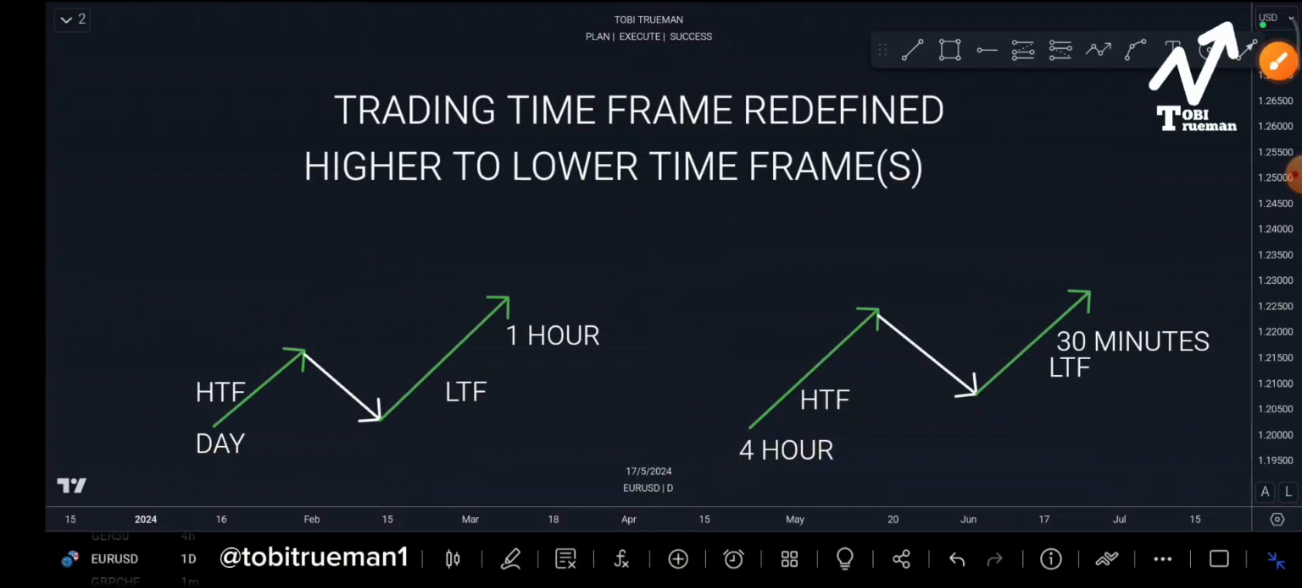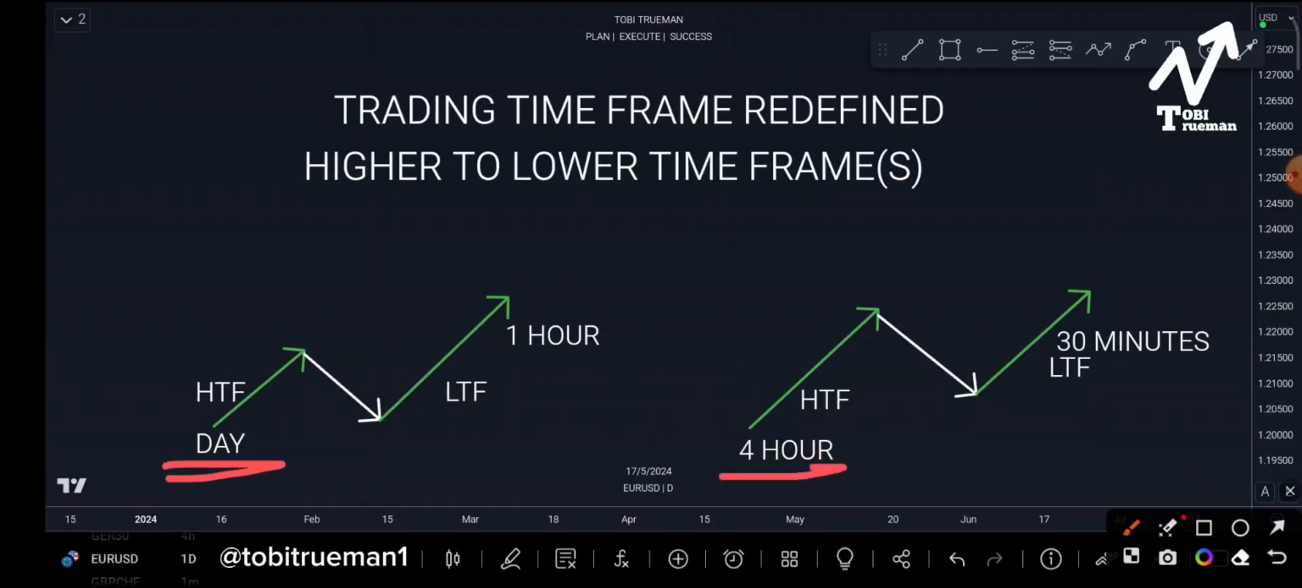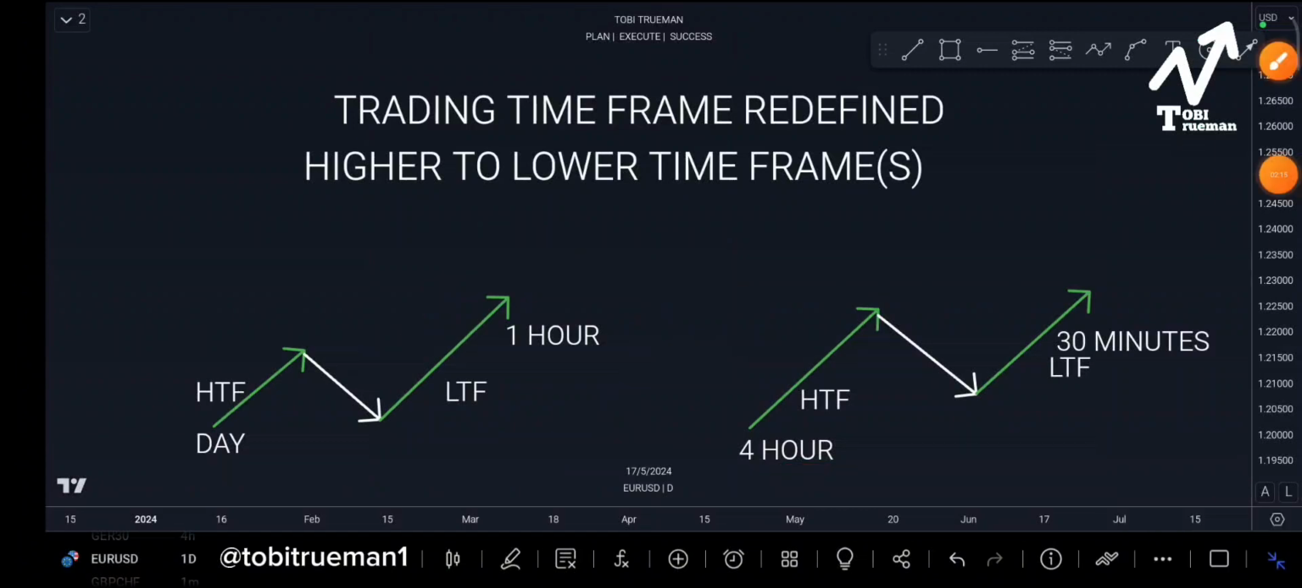Now, we know that we can use the daily time frame and the 4-hour time frame as our higher time frame. But how do we select our corresponding lower time frames? That is what we are going to learn next before we come back to this place.